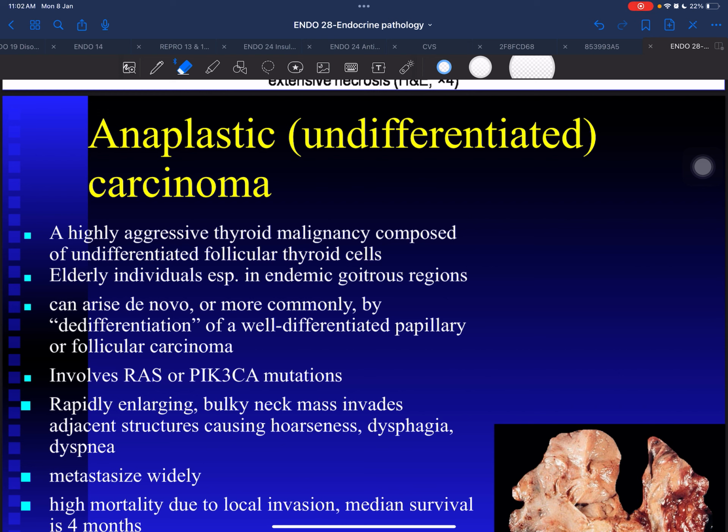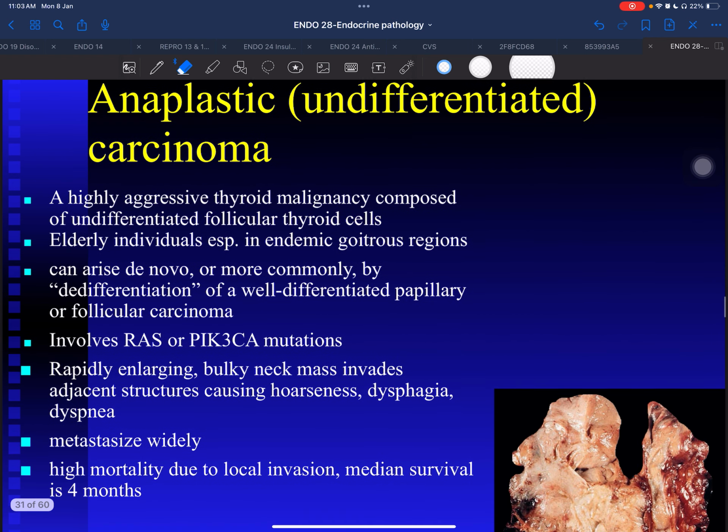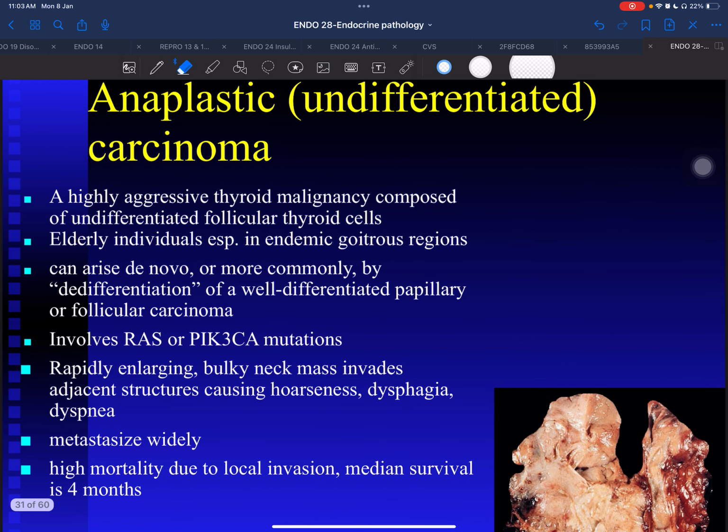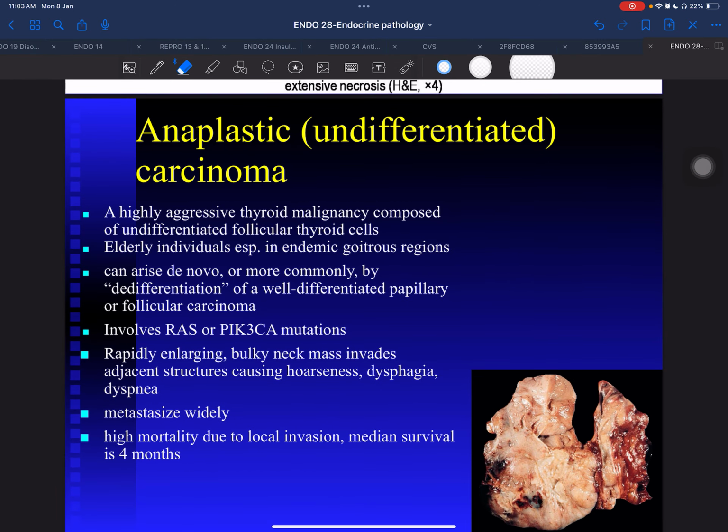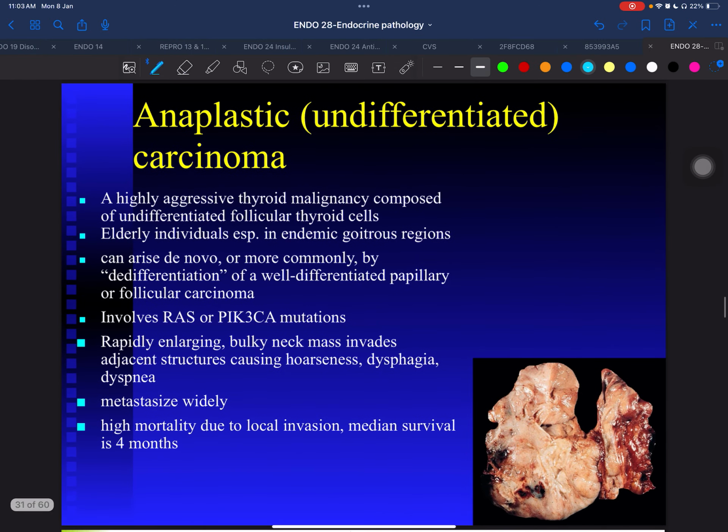It's a rapidly enlarging bulky neck mass invading the structures, causing hoarseness of voice, dysphagia, difficulty in swallowing, and dyspnea, difficulty in breathing. It metastasizes. Why? It's aggressive, it quickly enters blood vessels and metastasizes all over, to the liver, lungs, brain, everything. There's high mortality due to local invasion. The mean survival is only about 4 months. The median time to survive is only about 4 months.